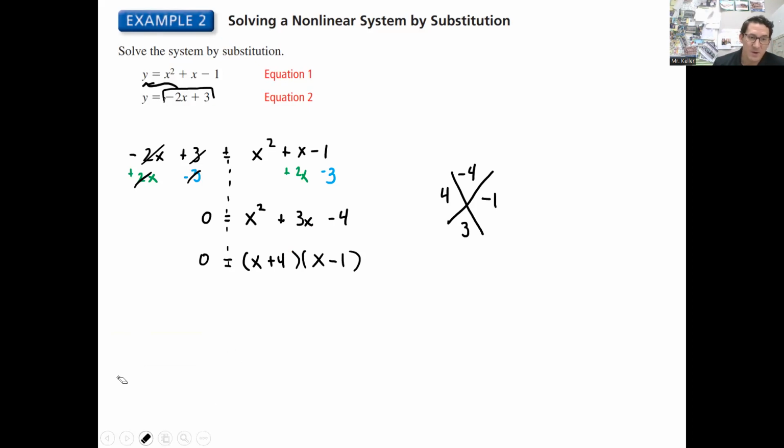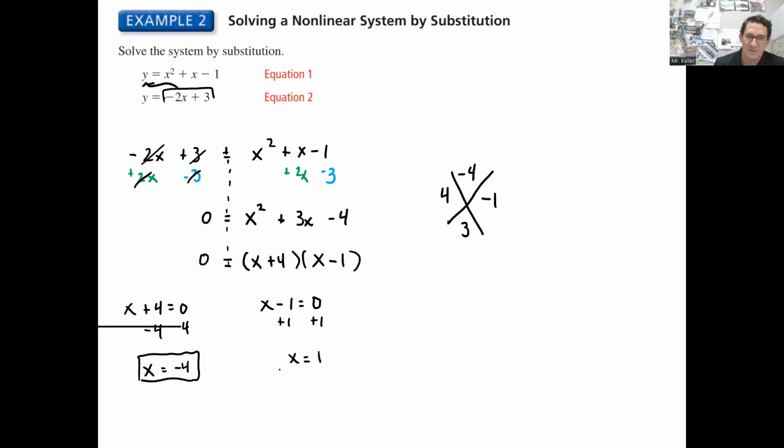And so remember from here, we want to do the zero product property. Since this product is equal to 0, I'm going to separate them out and set them both equal to 0. So x plus 4 is equal to 0, and x minus 1 is equal to 0. And then I'm going to solve them individually. So here, I subtract 4. Right? X is equal to -4. On this one, I'm going to add 1. So I get x is equal to +1.